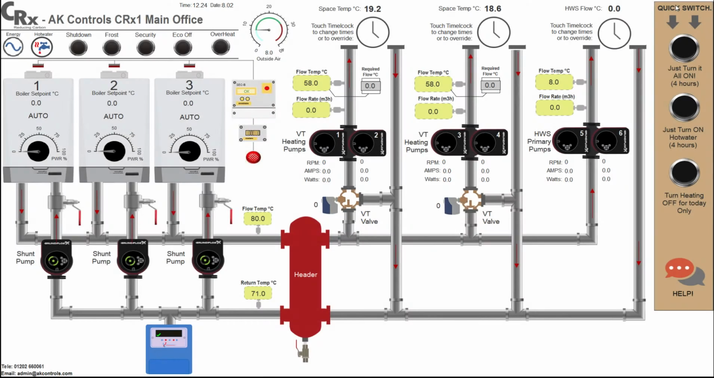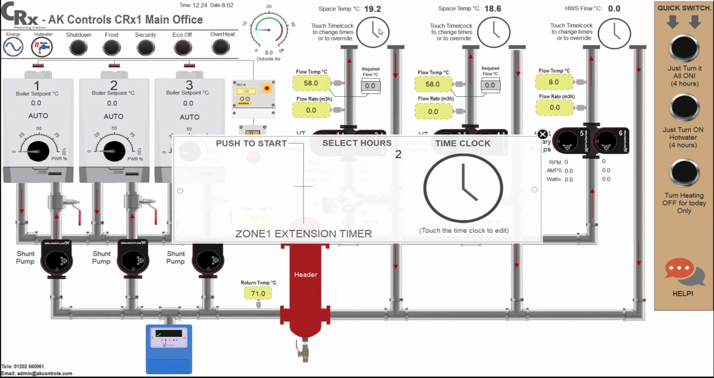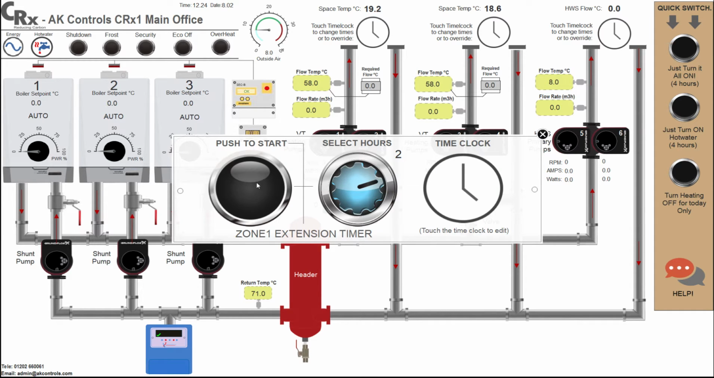Each circuit has its own individual override. Touch the time clock icon for the pop-up time label. To override the chosen circuit, select the amount of time you would like the circuit to run for. Tapping the time adjustment will cycle through the available hours. Once you are happy with the amount of hours, touch the Push to Start button.